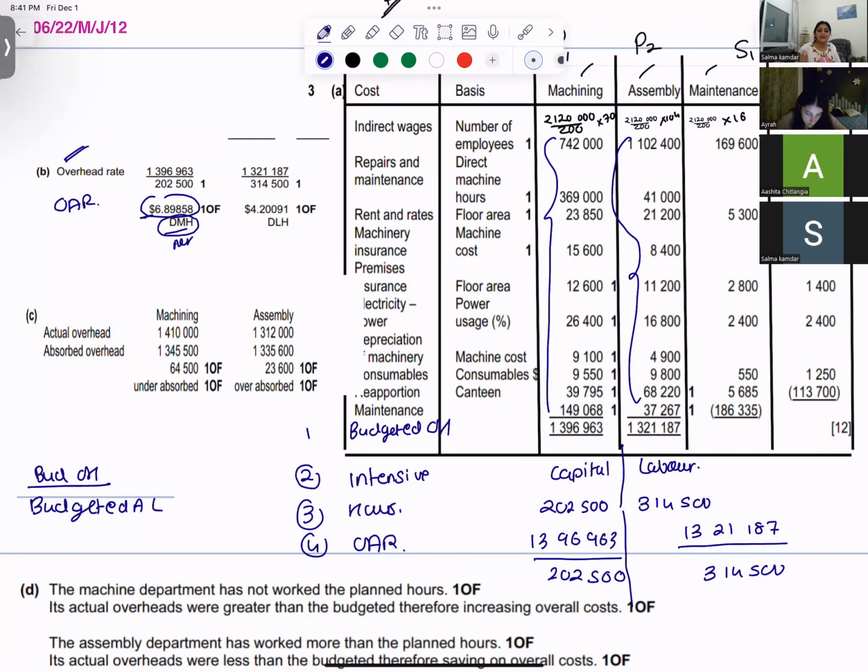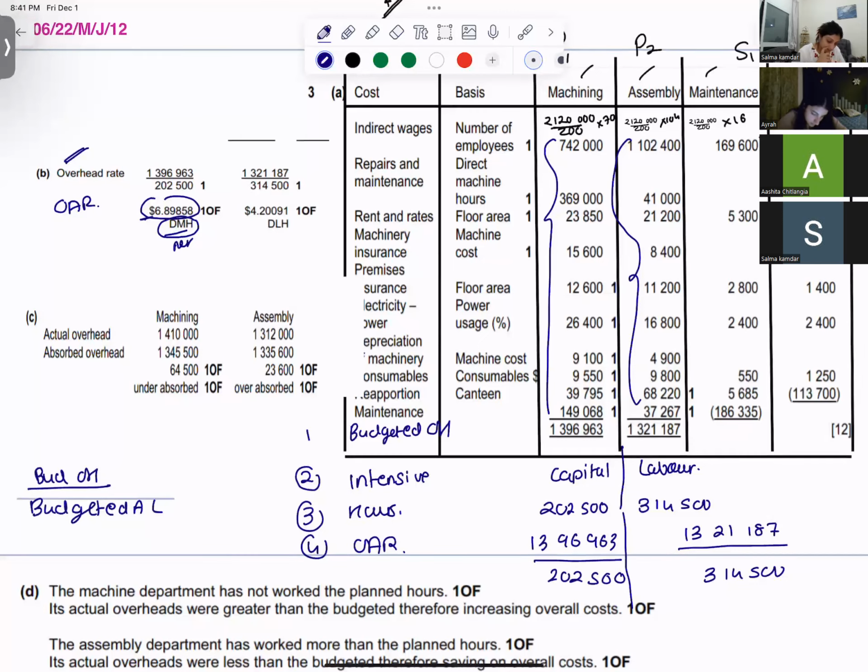How do you get your overhead absorption rate? Budgeted overheads upon budgeted activity level. And for the answer, are we supposed to write all the decimals that have come? Up till 4 decimals is okay. So my answer is 6.8985. Yes.